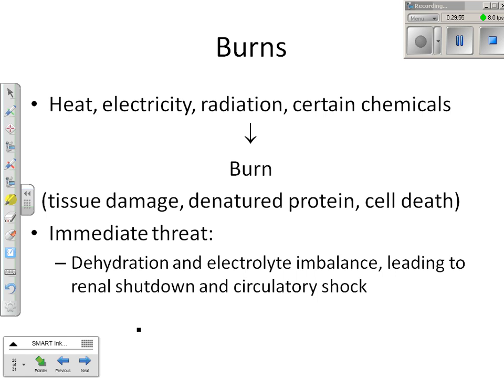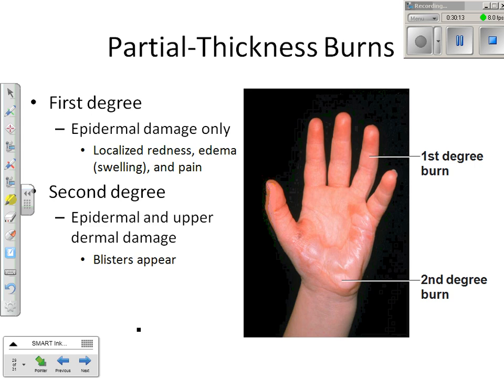All right, last part is burns. Heat, electricity, radiation, and certain chemicals can cause tissue damage, denature your proteins, and cause cell death. This is known as a burn. The immediate threat of a burn is dehydration and electrolyte imbalance, leading to renal shutdown and circulatory shock. The first thing to do is distinguish between a first, second, and third degree burn. First degree is just epidermal: local redness, edema, and pain. Second degree is when you have blisters. If a blister appears, that means you've actually penetrated into the dermis.